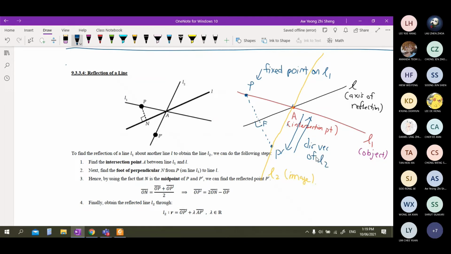The direction vector of L2 only needs to be any vector that is parallel to line L2. So a convenient vector will be A P prime or P prime A. Either one will work. After you have the direction vector of L2 and also a fixed point on L2, you can happily write down the vector equation of L2, and then we are done.